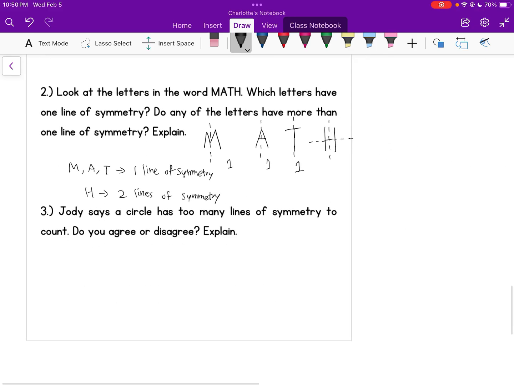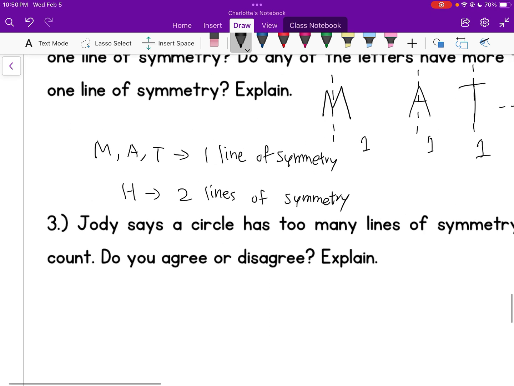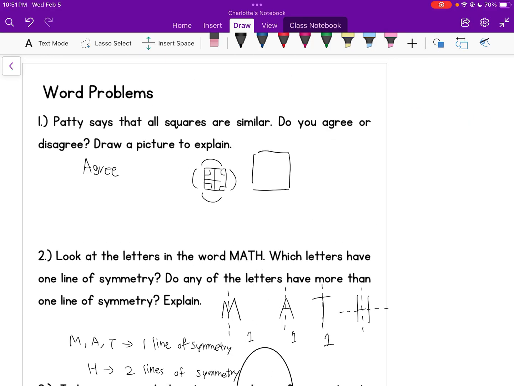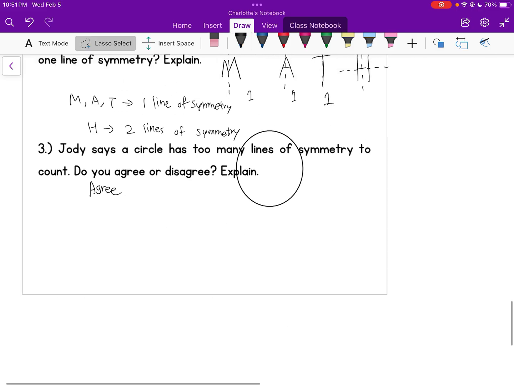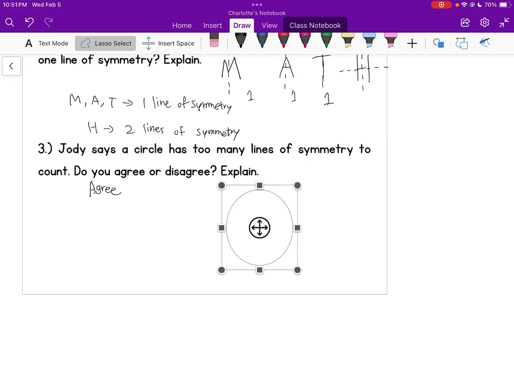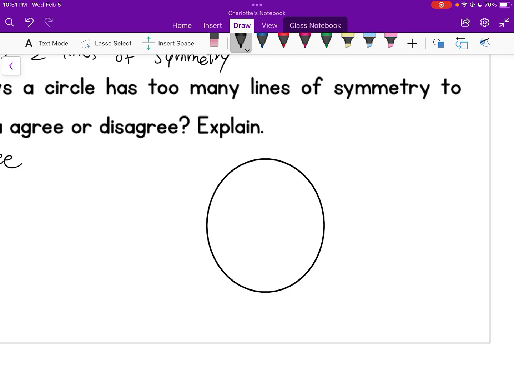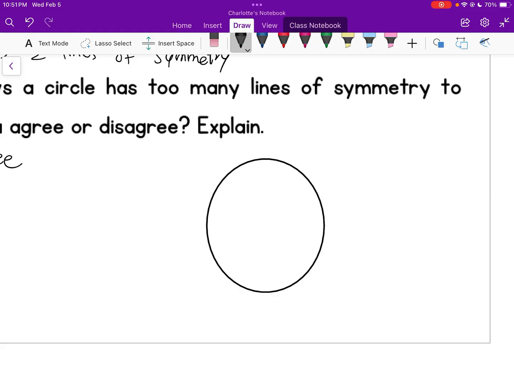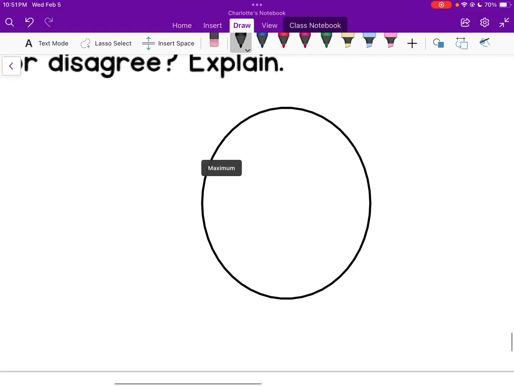And number 3, Jody says a circle has too many lines of symmetry to count. Do you agree or disagree? I agree, because a circle is round, right? Let me draw it here. Sorry, it's slow. It's like this circle. And since a circle has no straight lines, there are so many ways you can divide it, like this way, this way, this way. You can divide it in half almost every way. And there's no limit for this, because a circle doesn't have any sides. So we will agree with this.